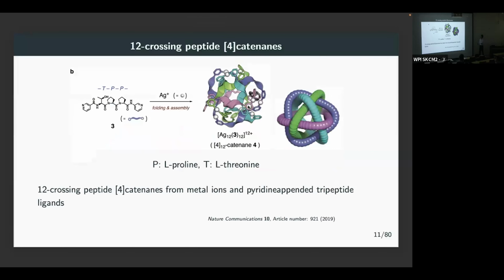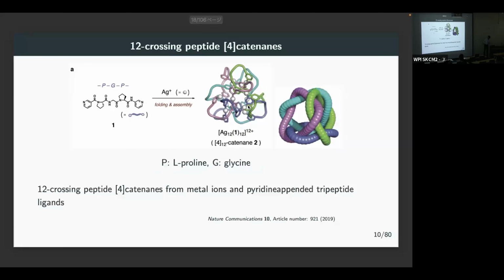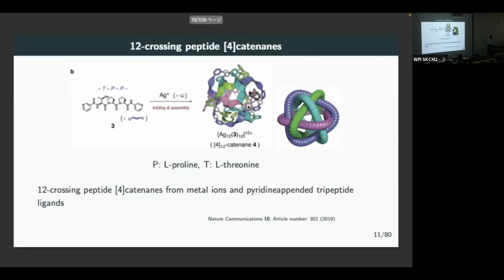And this is one supermolecule they made, if you prepare this one. So if you prepare a PGP, this is the topology they have. And you can change the peptide. If you take threonine instead, a TPP, then the topology will be changed. And this is the picture.